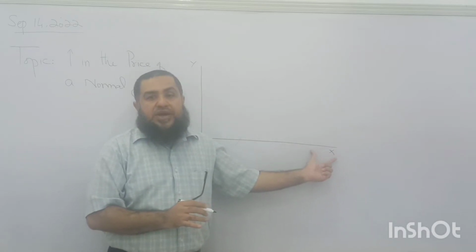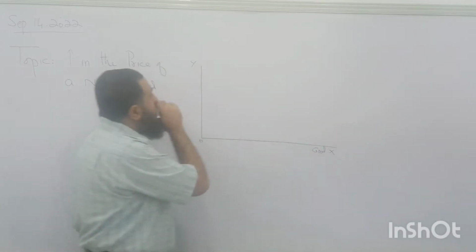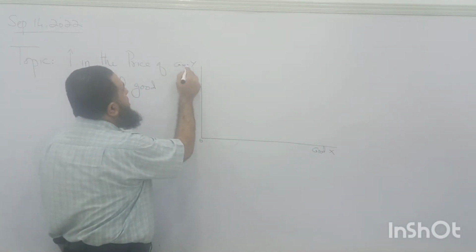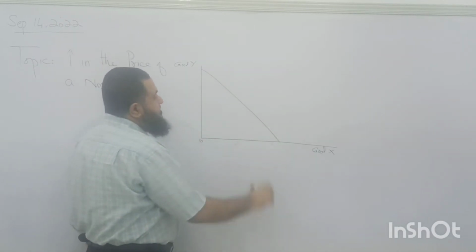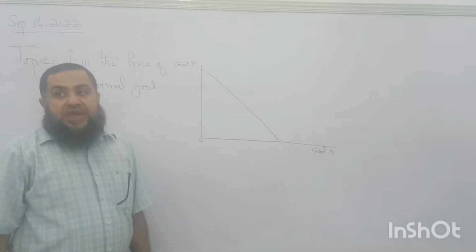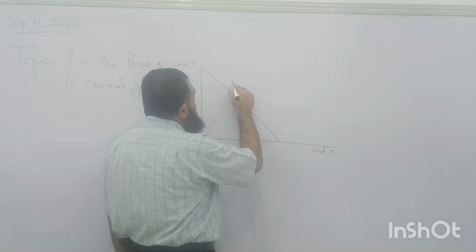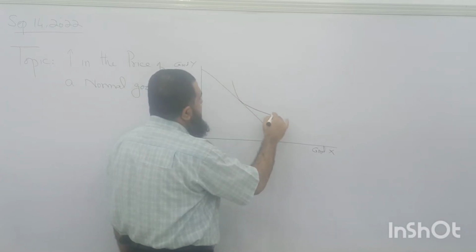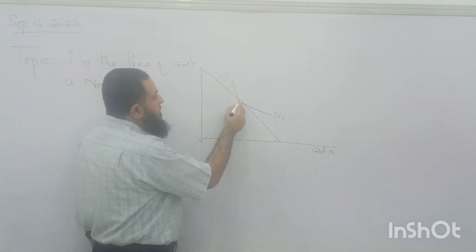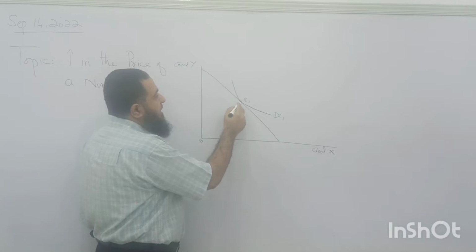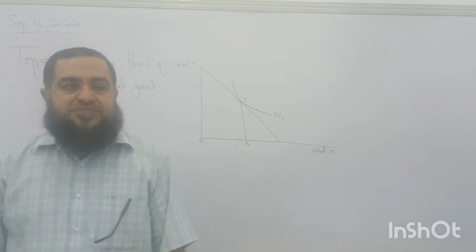We are doing it for good X. Which good is it? Good X. We can say it is food and this is clothing. This is good Y. Now what happens when we have this budget line and indifference curve? This is indifference curve 1. This is equilibrium point 1. The consumer has this consumption of X1 before the price change.